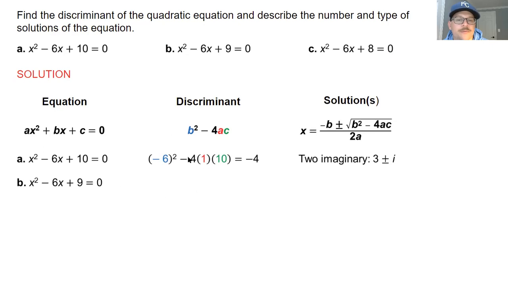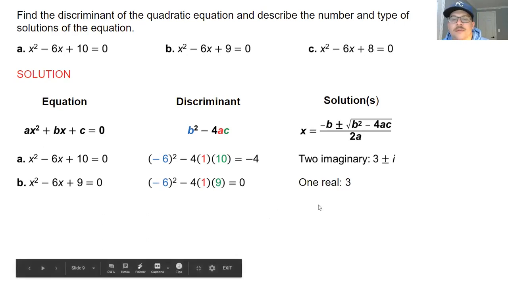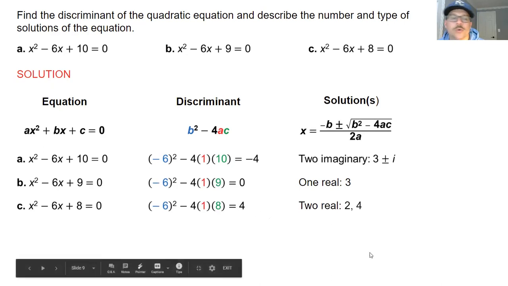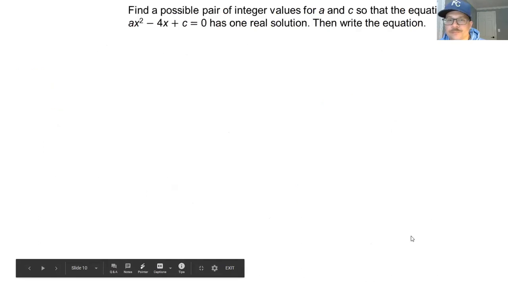Okay, for part B, again, still plugging in just the b squared minus 4ac, you would get 36 minus 36, and that gives you 0. So there is 1 solution to that equation, and that solution is 3. x squared minus 6x plus 8 for the last one, part C. Plugging in your a, b, and your c into the discriminant, you get a positive 4. So that means there are 2 real solutions, and those solutions are 2 and 4.